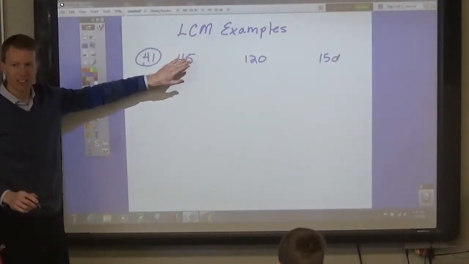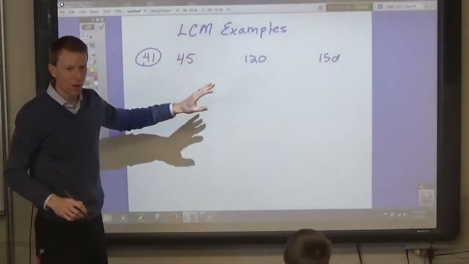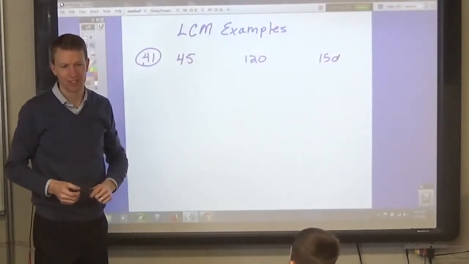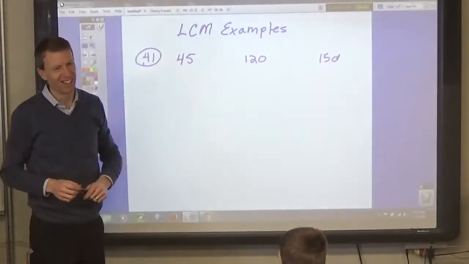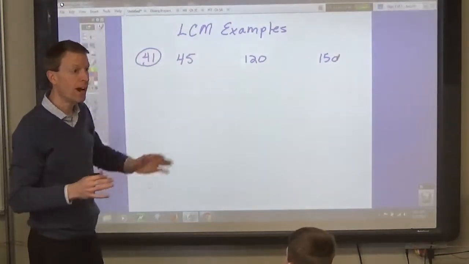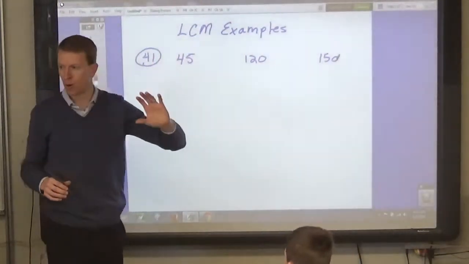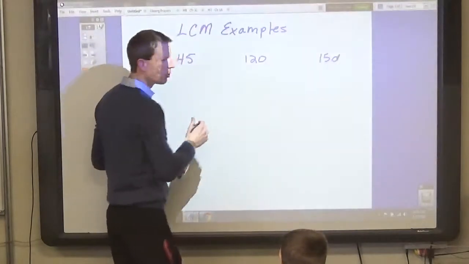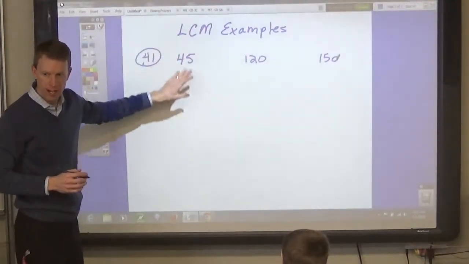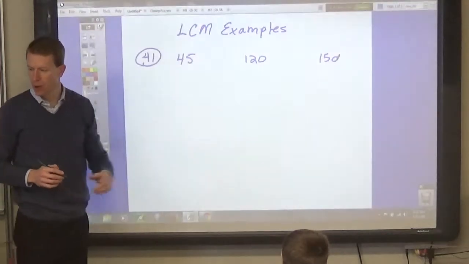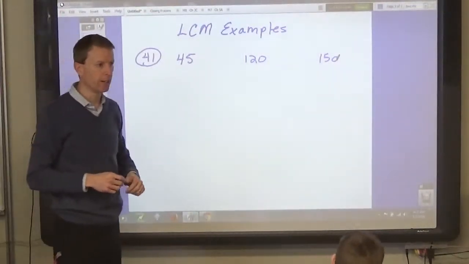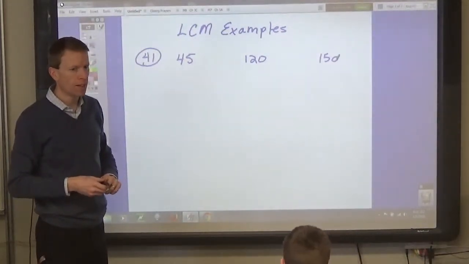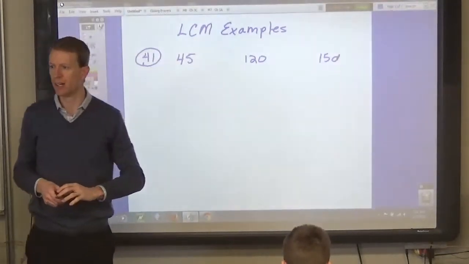Now, a situation like this is not one where you would want to list the multiples and then circle the lowest common multiple. Would you? No. Let's use the other method, where you factor it and use the greatest power of each factor. So make a factor tree for each one of these. Go ahead and do that. Right now, in your notes, make a factor tree for each one of these. This is part of lesson 5.1.